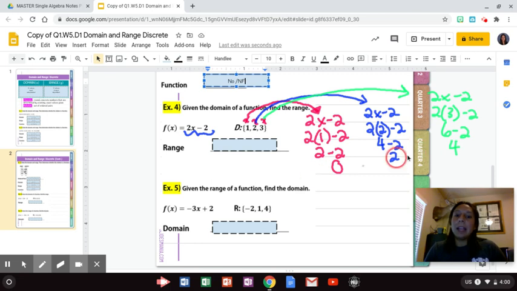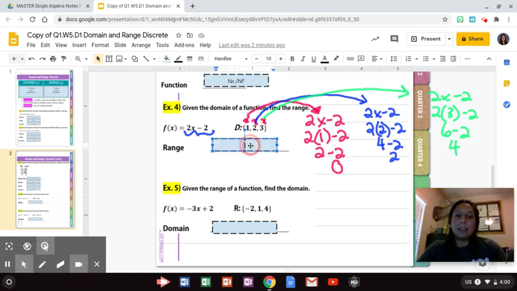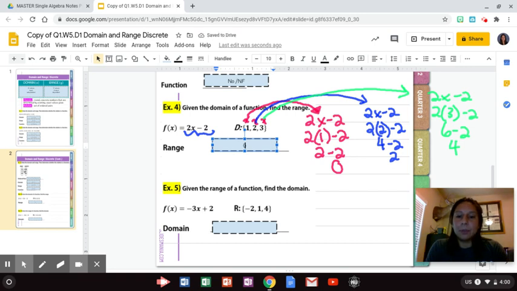So here are my range values. We worked it out from the problem to figure out what y values we would be given. So our range from least to greatest would be 0, 2, and 4.